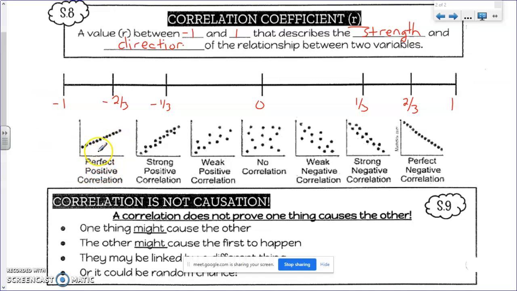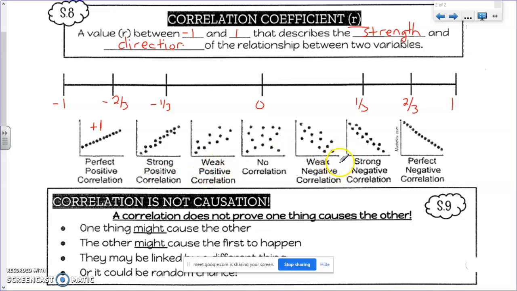So here, this would be like +1 because all the dots make that straight line. It's a perfect positive one, not negative one. Perfect positive correlation going to the right. Now this, you can almost make a straight line, and that would be a strong positive correlation. So that would be like your 2/3. And then this, you can still see it's going to the right, but the line's getting more spread out, so that's getting weak. There's absolutely no correlation. And this is the same as you can with the association.